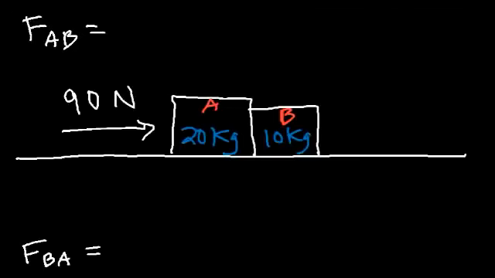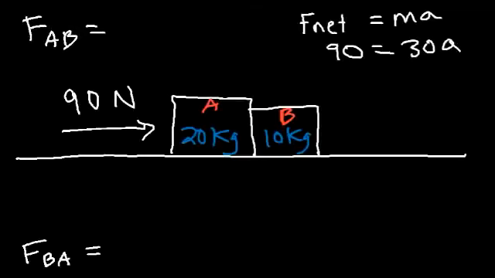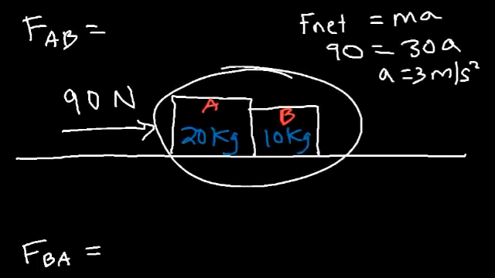This problem is similar to the tension problem where we had a bunch of blocks connected by ropes along a horizontal surface. Let's find the net force. Well, actually, let's find the net acceleration. So the net force is equal to ma. The net force is 90. That's the total force that we're applying to both blocks. The total mass is 30, so the acceleration of the system is 3 meters per second squared. So if this was a single block of 30 kilograms, the whole system is moving at an acceleration of 3 meters per second squared.